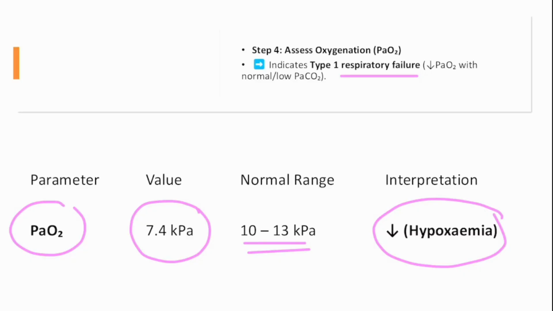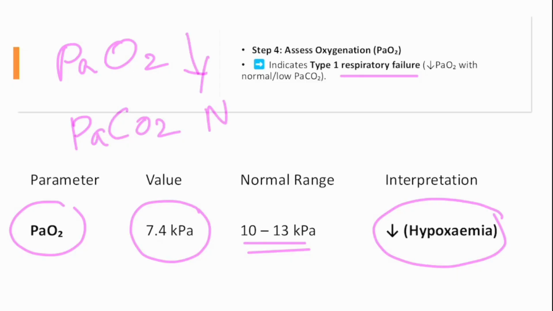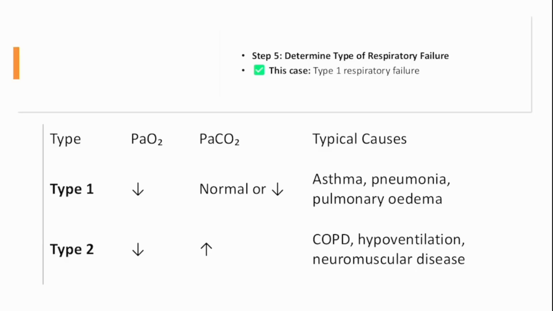That is decreased PaO₂ with a normal PaCO₂. So PaO₂ is decreased, PaCO₂ is normal. This is type 1 respiratory failure. If PaO₂ is decreased and PaCO₂ is increased, that is hypoxemic plus hypercapnic, this becomes type 2 respiratory failure. Now, we look once more at the types of respiratory failure.